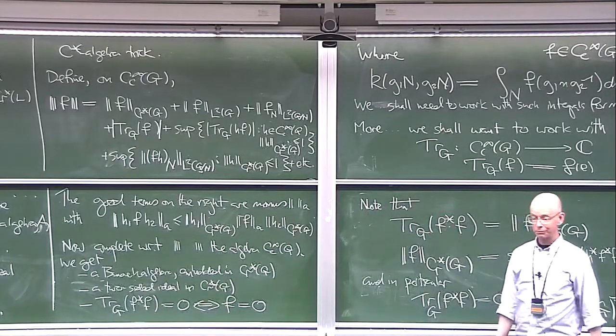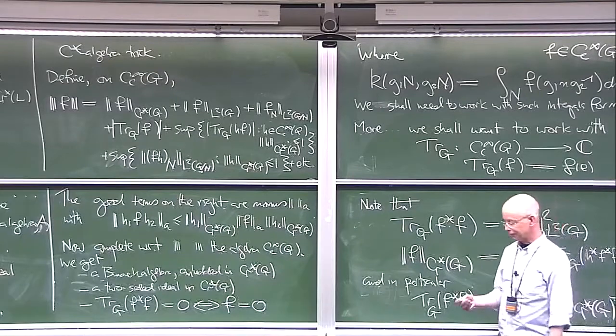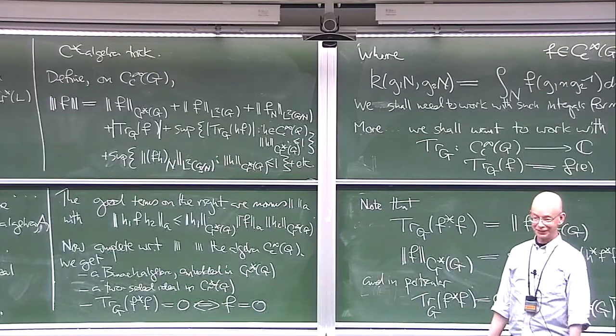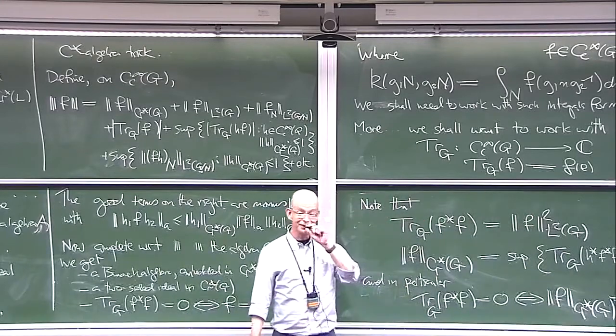It's an ideal in the reduced C-star algebra of G. Yeah. Sorry. Okay. Apologies. You said this three times, so I finally got it. Thank you. No problem. Other questions?